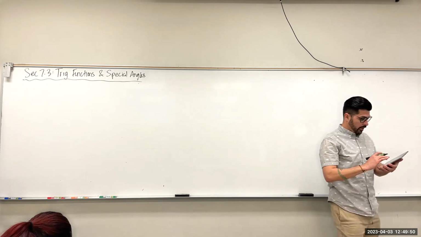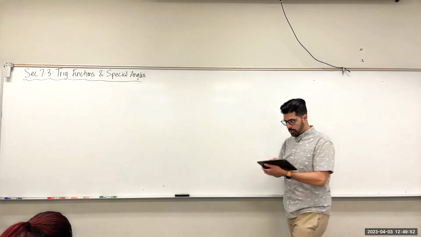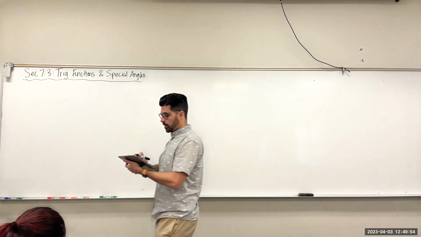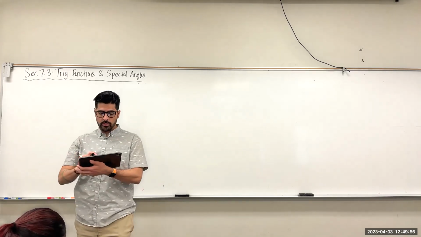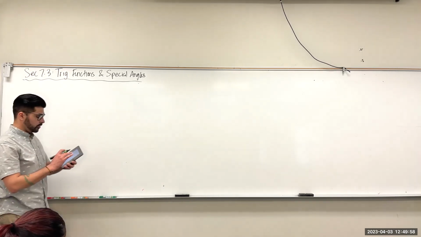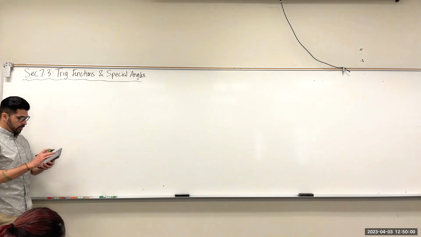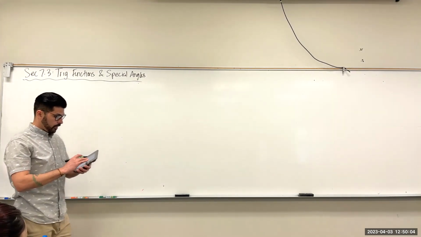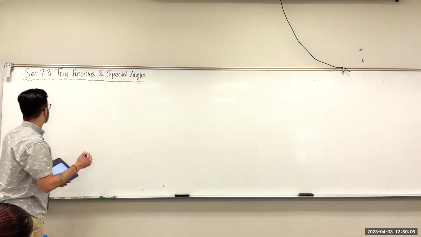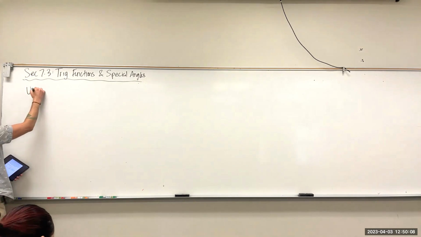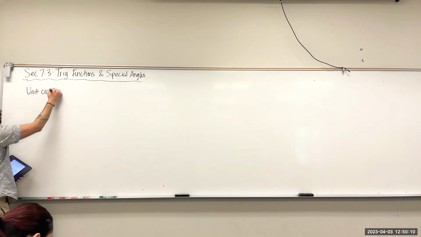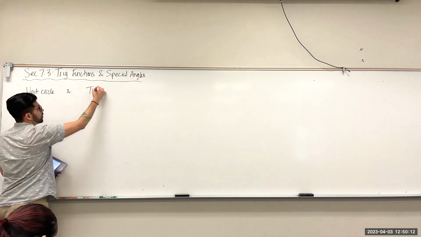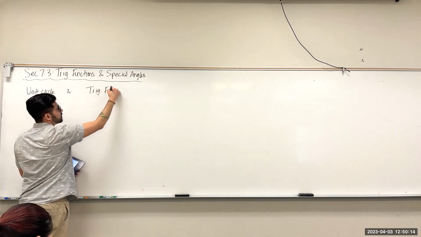So let me go back to last week's notes, just to remind you of a couple things. We talked about radians, what radians are, how there are different ways of measuring angles. And then we talked about the connection with the unit circle and the trig functions that we defined.